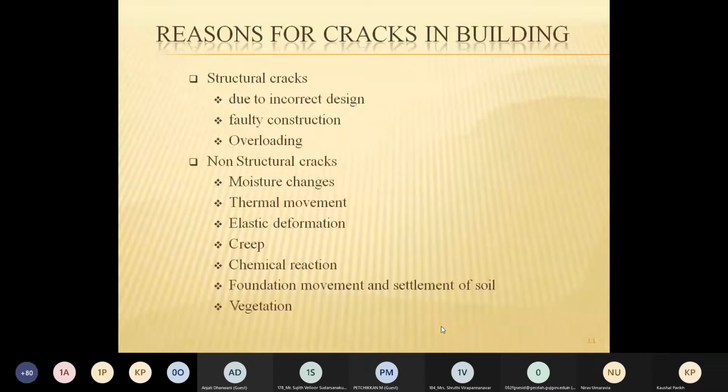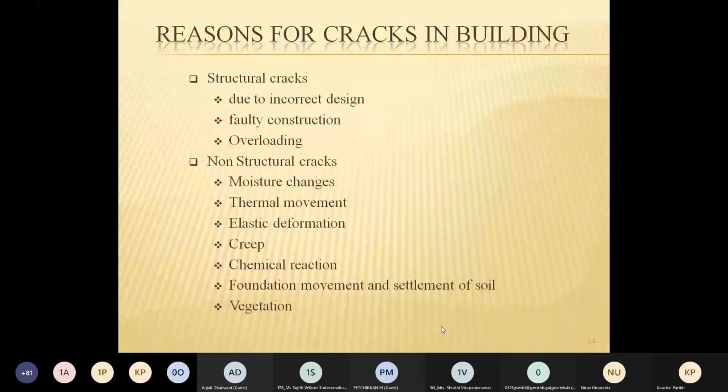Looking at it once again in more detail, structural cracks may be because of incorrect design, faulty construction, or overloading. We have constructed a building for a certain reason, but if we change its usage, the overloading conditions may create structural cracks. It may be that a structure created for a particular industrial purpose changes, because the industry moves, and the loading criteria change.